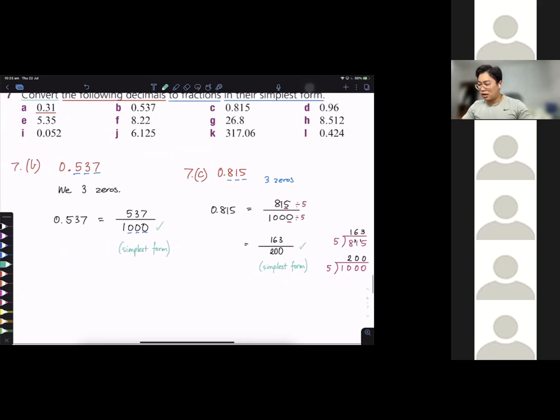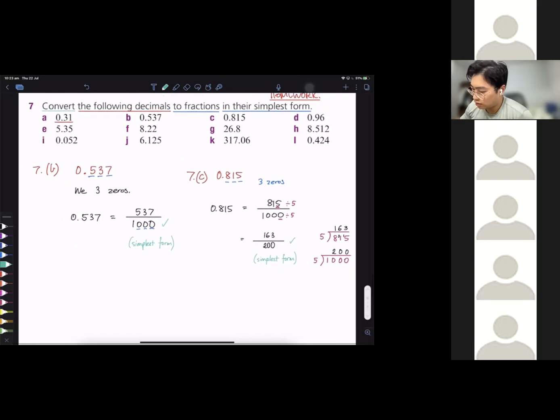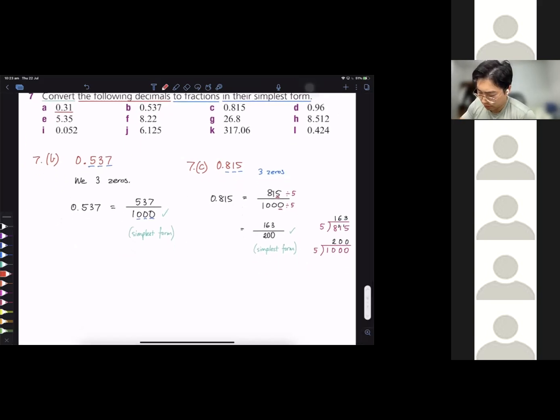Okay. I just want to give you a shot at 7F here, just as a random one. Remember, I just want you to attempt at least 3 or 4 questions from this section here. Yes, Idris? If there's a whole number in front of the decimal point, do we just ignore that? Well, we'll see.